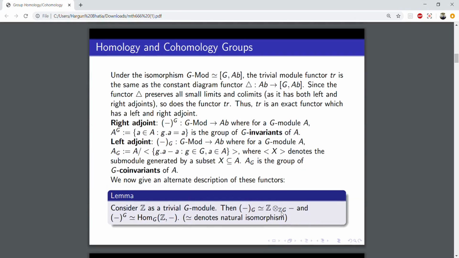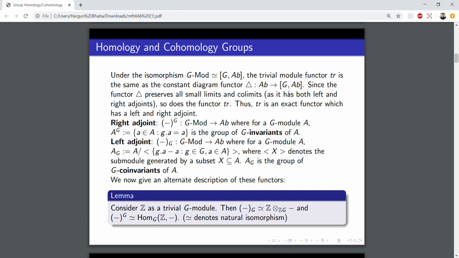Then let's look at this functor, the trivial module functor. The point is that this trivial module functor from the category of abelian groups to G modules is actually an exact functor. Now why is that? Because if you think about the category of G modules as the functor category from G to Ab, this functor is nothing but the constant diagram functor from abelian groups to the functor category Fun(G, Ab). If you recall, the constant diagram functor was used to define limits and colimits, from the category C to the diagram category Fun(J, C).